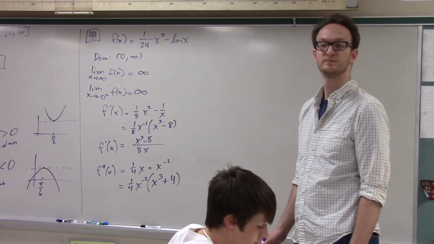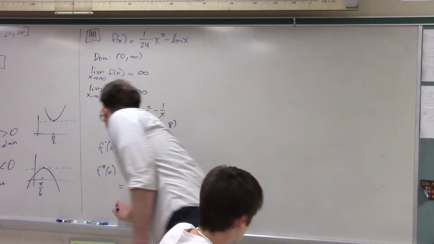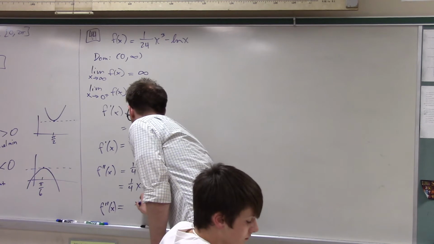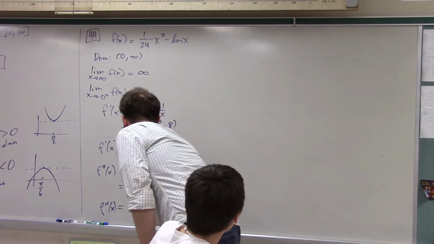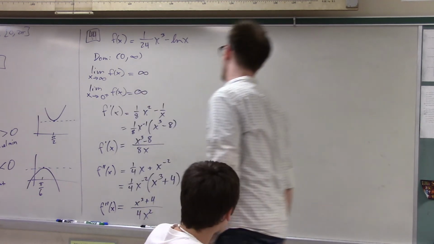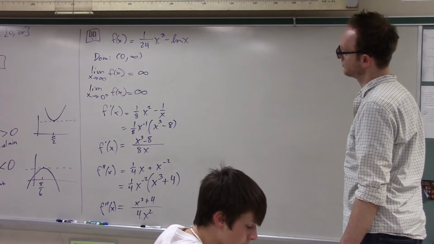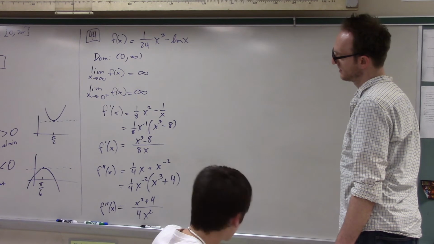Do you agree? Okay, so my algebraically beautiful form of the second derivative is (x cubed plus 4) over 4x squared. Okay, I'm so happy. I will now make sign charts to show my happiness.